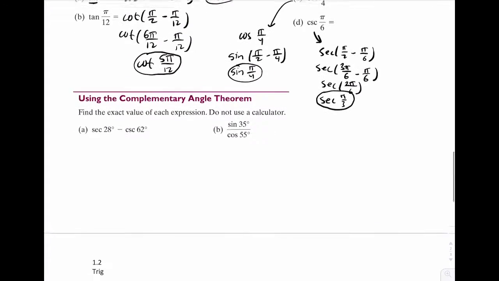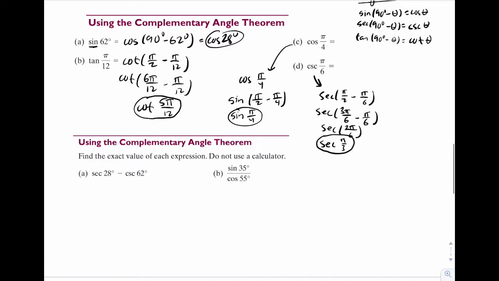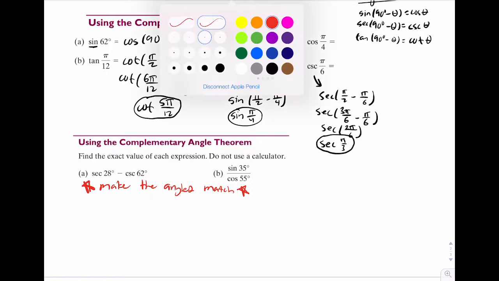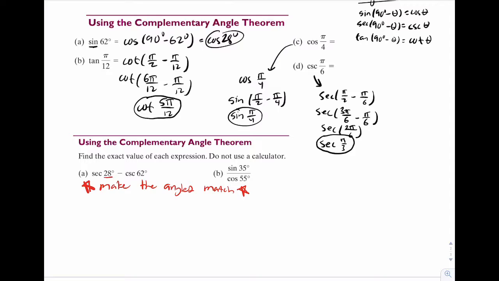Okay, final examples. We're going to use this theorem to simplify some expressions. So students always have a hard time with this, and this is where you're going to get stuck. Put a big red star. Make the angles match. If you're ever stuck, it's probably because you're not doing this first. Always ask yourself, do the angles match? So look here, 28, 62. Do they match? Of course not.